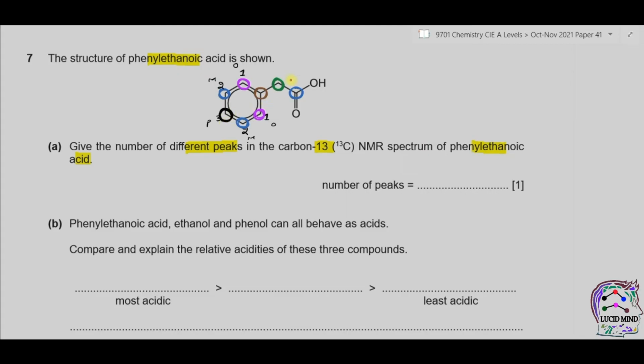Now counting the number of peaks, we have 1, 2, 3, 4, 5, 6. 6 different peaks will be observed.